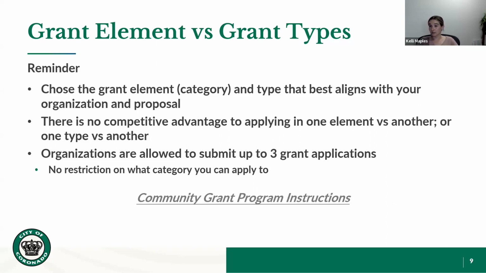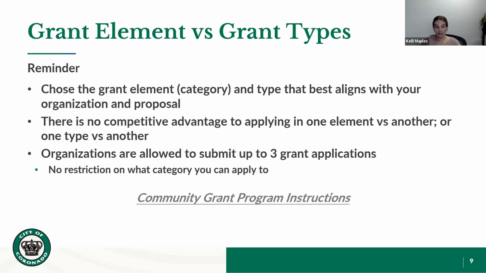Organizations are allowed to submit up to 3 grant applications, and there's no restriction on what category you apply to. So if you want to do one in arts and culture, one in social services, one in community pride, sense of place, that's totally acceptable. Or if you want to apply for 3 grants in arts and culture, you're also allowed to do that.